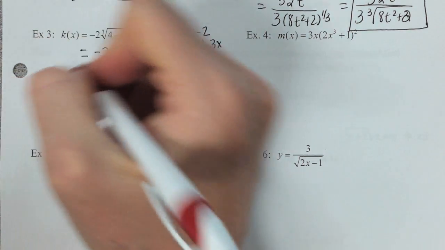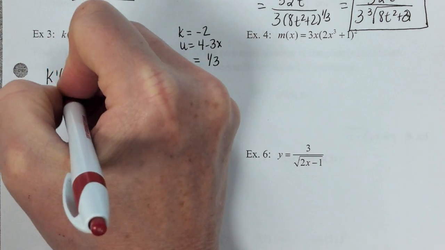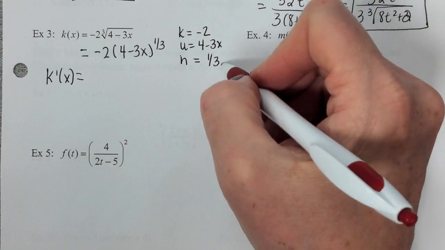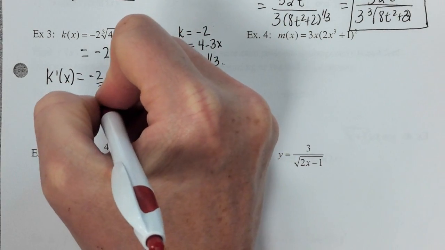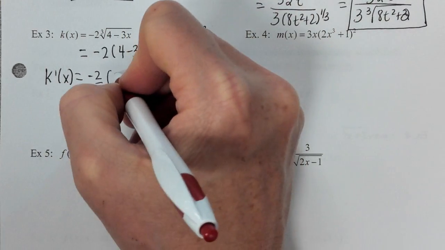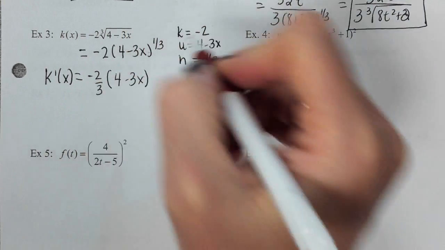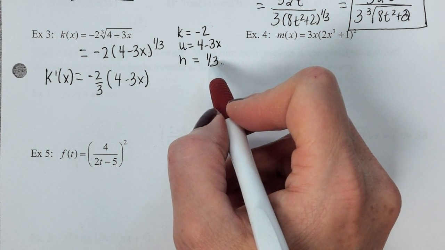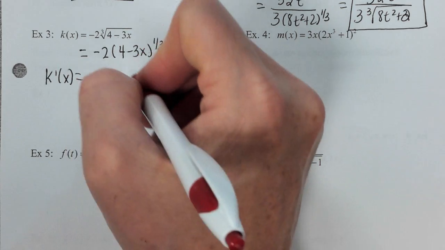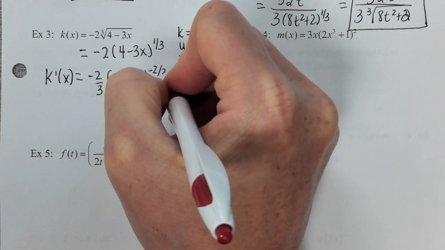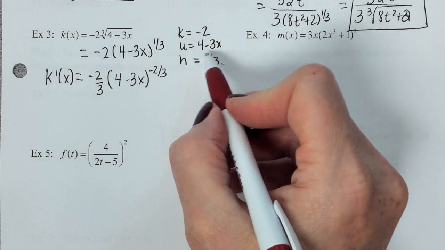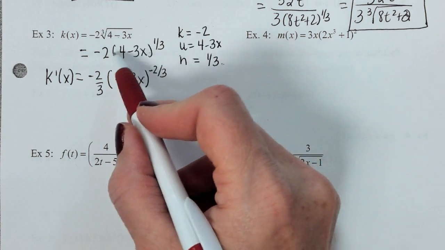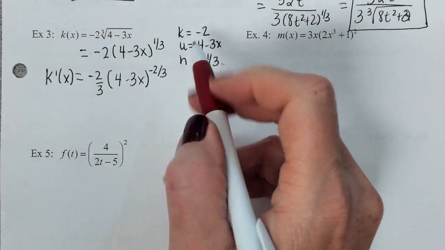So now to find our derivative then, we're going to do k times n. Negative 2 times 1/3 is negative 2/3. u, and then to the n minus 1. What's n minus 1 going to give us, guys? Negative 2/3 is right. Times the derivative of the u. What's the derivative of the inside of the parentheses there? Negative 3.